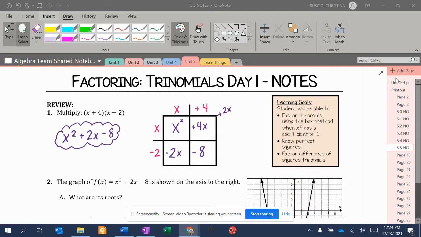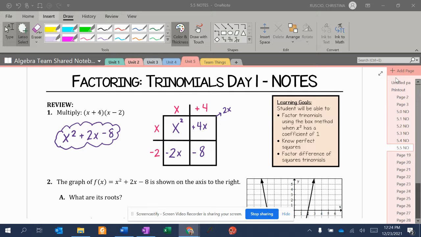You are watching the Factoring Trinomials Day 1 Notes video. In this video, we are going to learn how to factor trinomials using the box method that you are already familiar with when we double distribute. We should know our perfect squares because that will actually help us with some problems. And we are also going to learn how to factor the difference of squares. We can use the box method, but some of you might be able to generalize this because you're fancy.